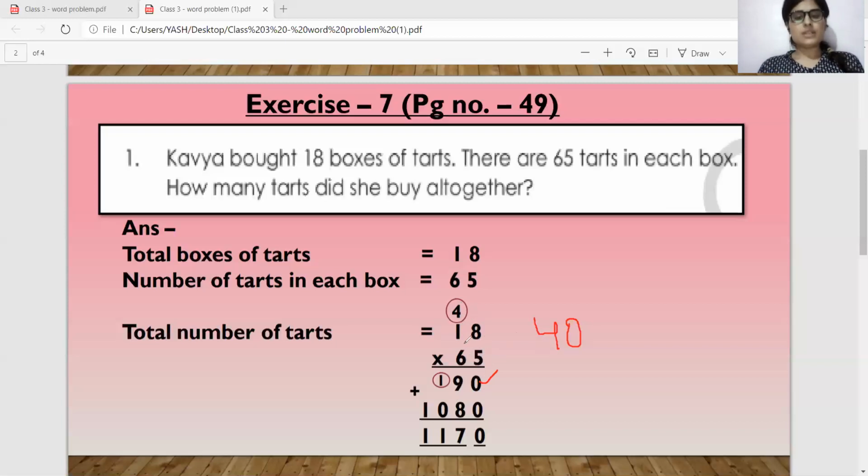Now start multiplying with 6. Tell me, in 65, 6 is at what place? Tens. And the place value of 6 in 65? 60. Place value 60. Whenever we are multiplying any number with a tens digit, what we have to do is place the 0 first. In this way, we will first write the 0 over here and then we start multiplication.